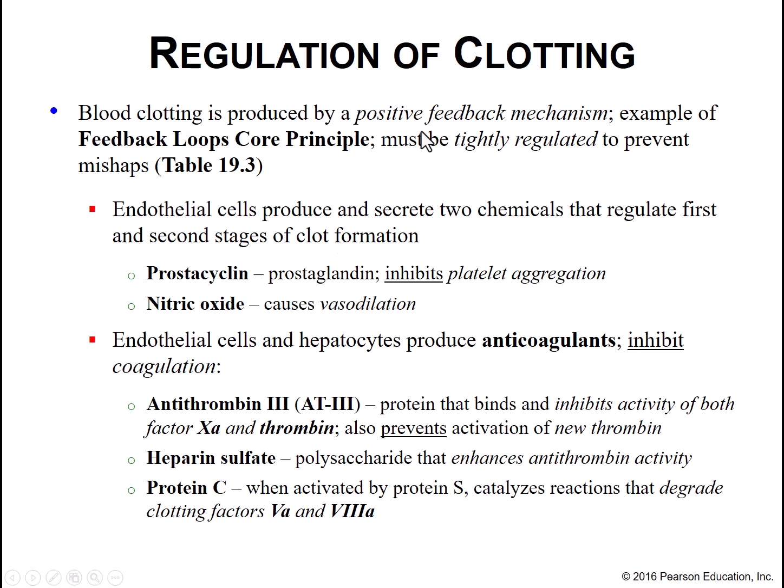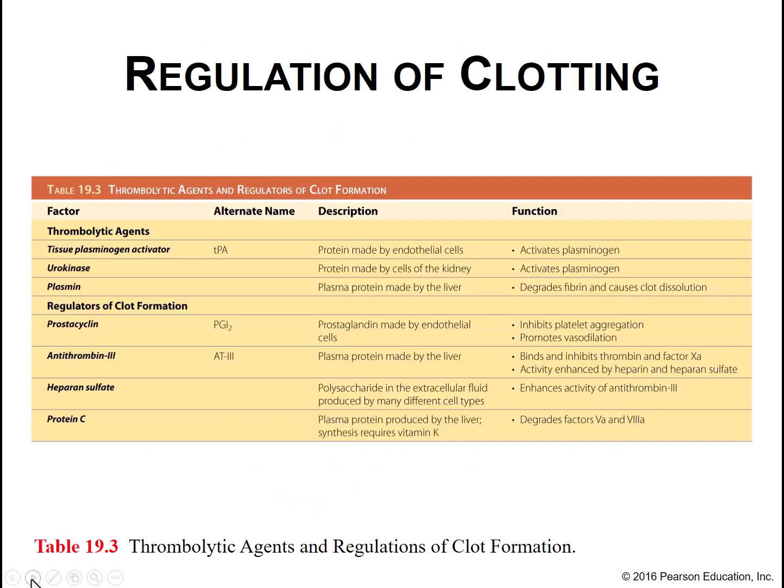And as we talked about earlier, positive feedback mechanism that is tightly regulated. So this is one of our core principles, and it is tightly regulated by 2 chemicals that regulate the first and second stages of the clot formation. Prostacyclin is a prostaglandin that inhibits platelet aggregation, and nitric oxide will cause vasodilation. And the endothelial cells themselves actually make the anticoagulants antithrombin 2, heparin sulfate, and protein C. And so this is how your body keeps the clot from spreading from the site of injury. And here's a table that shows that.